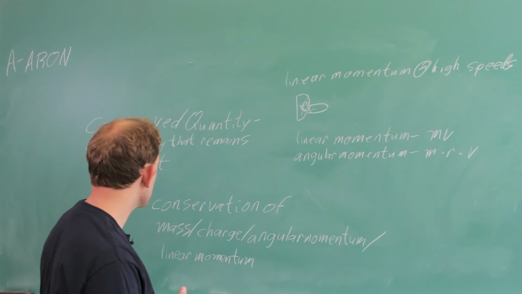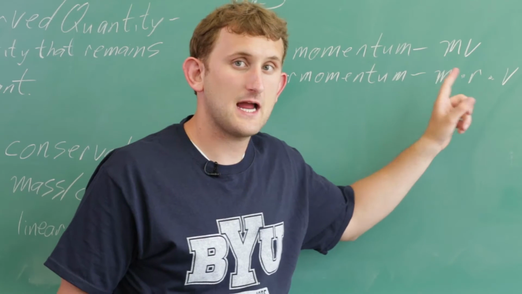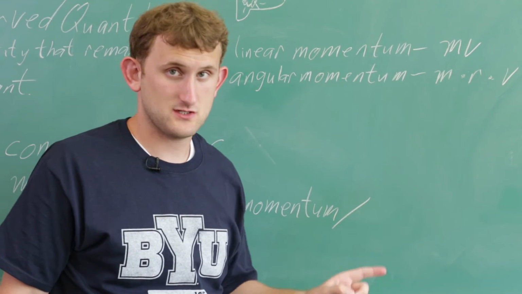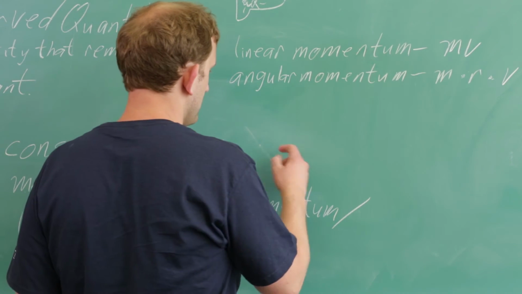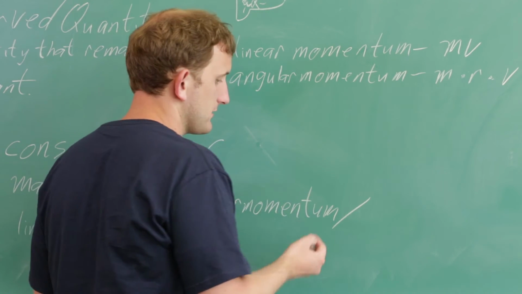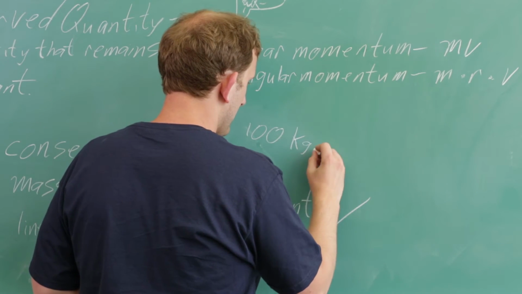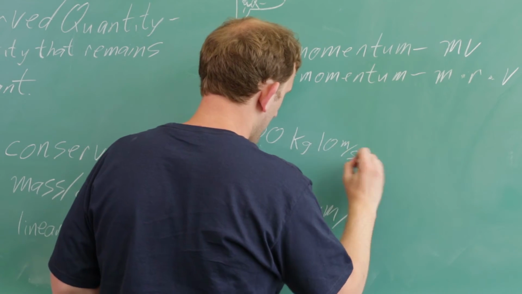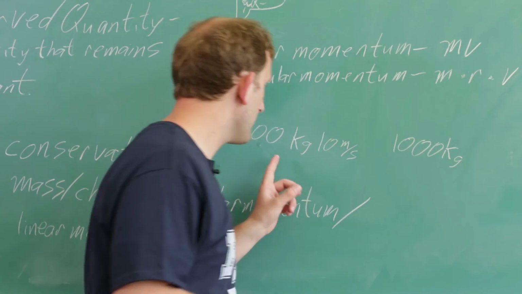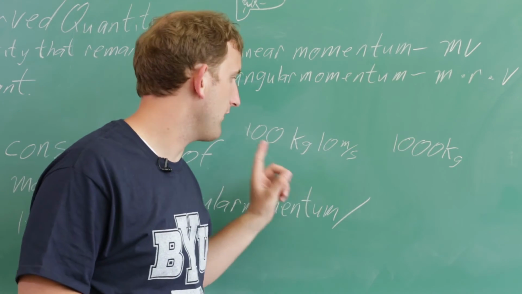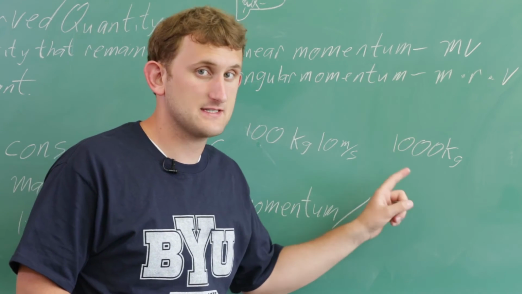Now, the last one we're going to talk about is linear momentum. Linear momentum is a little bit simpler. You've just got mass times velocity, and that's always conserved. Very simply, let's say we've got a 100 kilogram object going 10 meters per second. It runs into a 1,000 kilogram object. We need to ask the question: if all of the linear momentum is transferred from this object to the bigger object, how fast is it going to go?